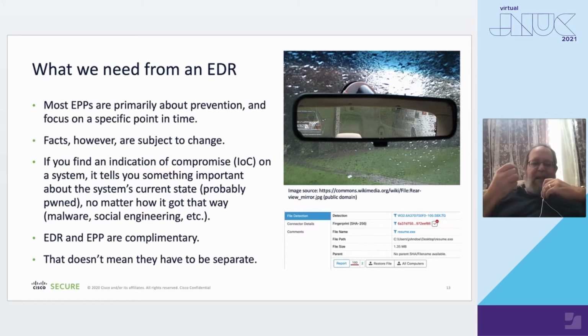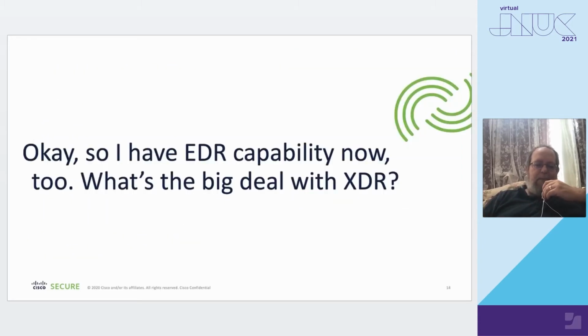And it's not like EDR is trying to replace EPP. They work together. EPP is designed to stop stuff up front, and then EDR kicks in for the things that inevitably will eventually get missed. Now, they don't have to be separate products. It's perfectly plausible to design something, and Cisco Secure Endpoint has always been that way, right? It's had aspects of prevention and detection and response from the very beginning.